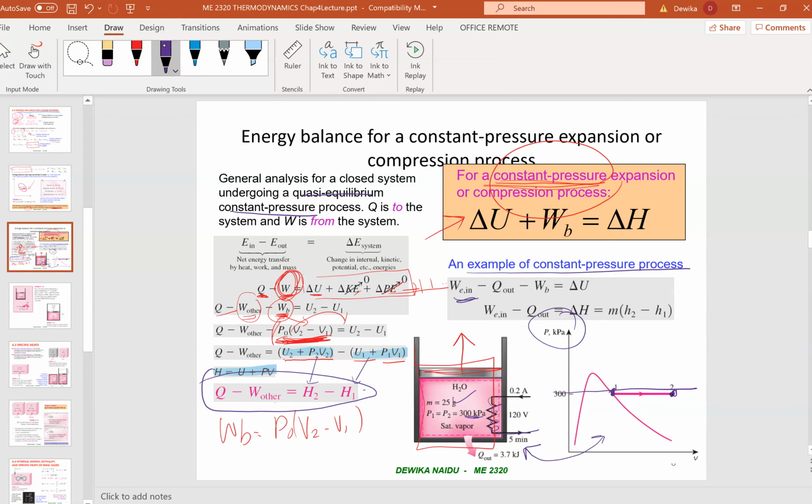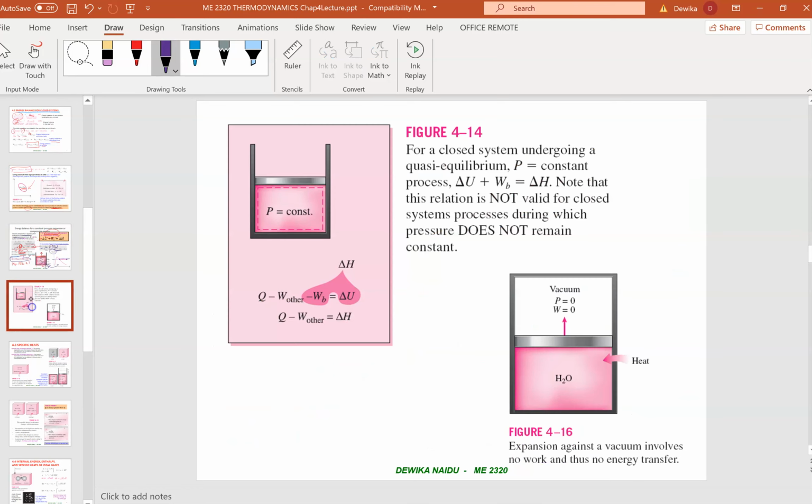Work electricity in minus Q out, there is a heat release there, 3.7, minus work boundary equals delta U. So you can combine these two, your work boundary, and you open up work on PV, right? We combine with these, you get the H. Okay, so finally work electricity in minus Q out equals delta H. Okay, so this is for a closed system undergoing a quasi-equilibrium process.